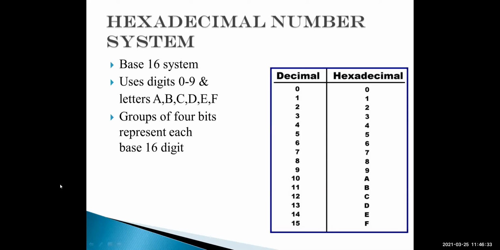Yes, Ravi. Which point do I need to repeat? Can you tell me at what point you are not getting it? Yeah, you said the groups of 4-bit. I think, let me show you.